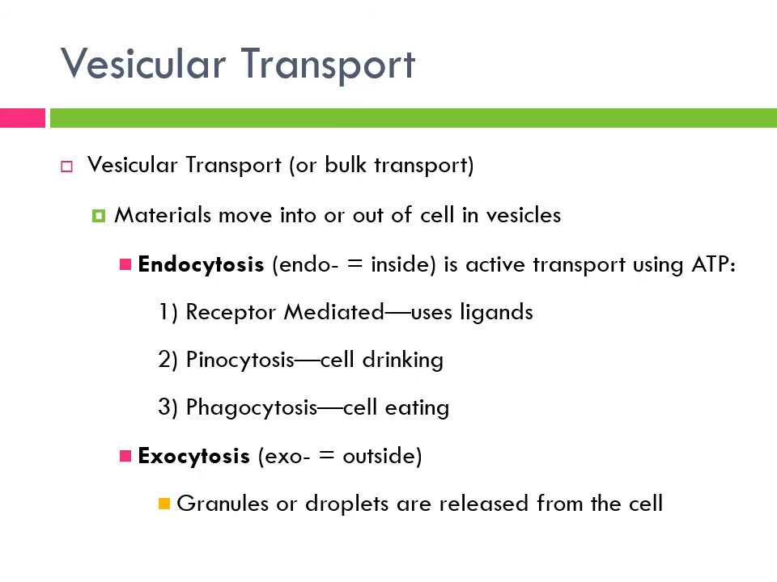Pinocytosis or phagocytosis. Pinocytosis is cell drinking, phagocytosis is cell eating. And then exocytosis is the release of things out of the cell. So it can be granules, droplets, packaged products can all be released through exocytosis. And we'll learn a lot about exocytosis when we learn about transmission of nerve impulses at the synapse and how neurotransmitters are released through exocytosis. So that's coming later.